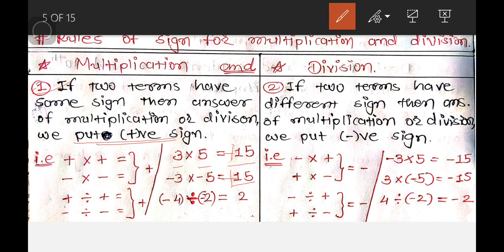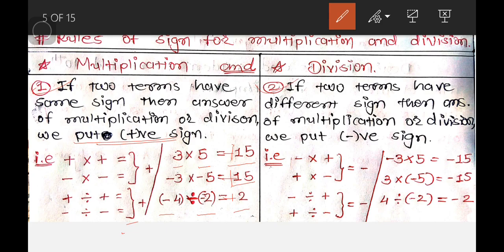Now in division, minus 4 divided by minus 2. So 4 divided by 2 is equal to 2, and here both terms have the same sign, then we put a positive sign. So that was the first rule.